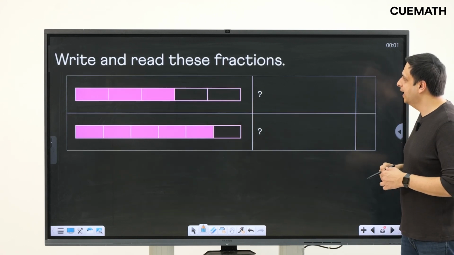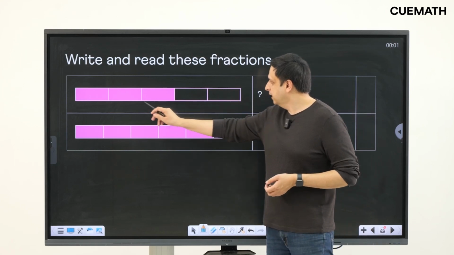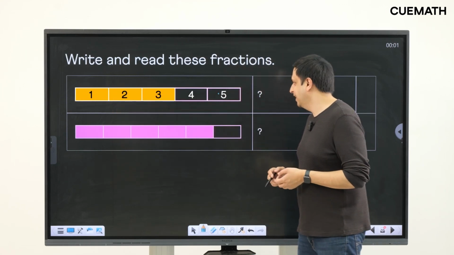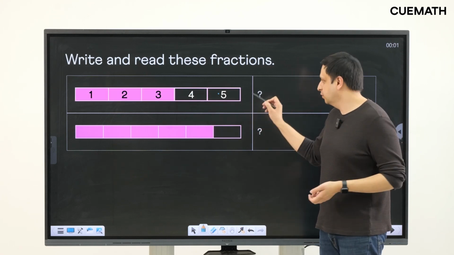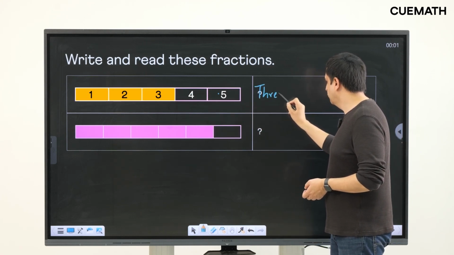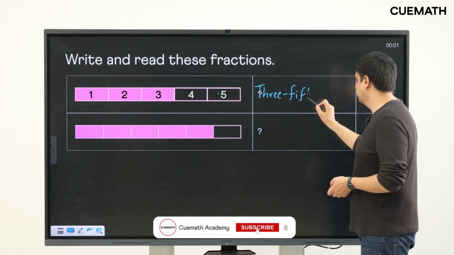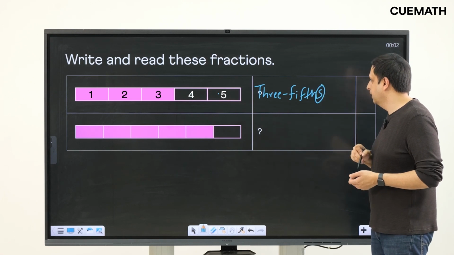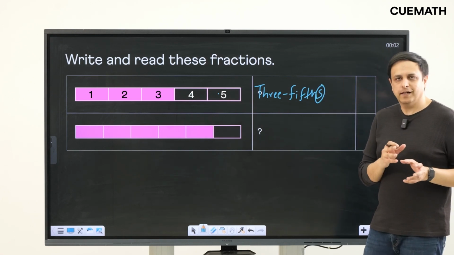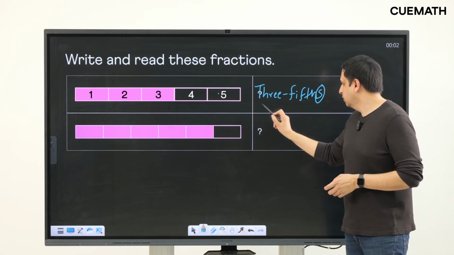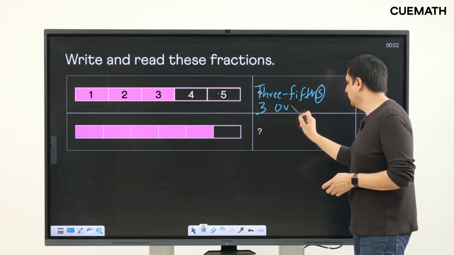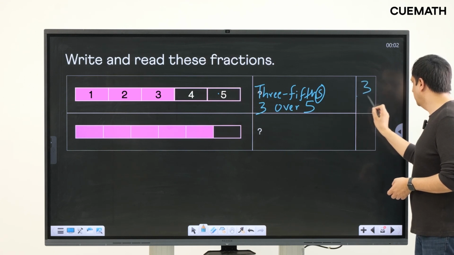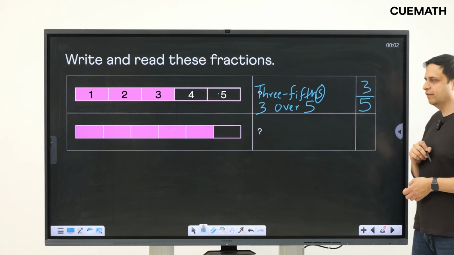We have to write and read these fractions. This one here, the bar has been divided into 5 equal parts and 3 of those parts are shaded. So, how do we read this? We will say 3/5 because the bar has been divided into 5 equal parts. So, fifths, and again a plural S here because multiple parts are being selected. So, 3/5, or we could also read this as 3 over 5, and the way to write this would be 3, then draw a horizontal line and then write 5 like this.